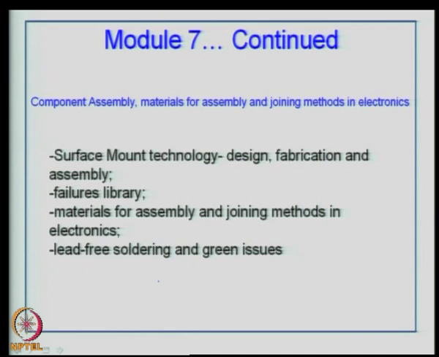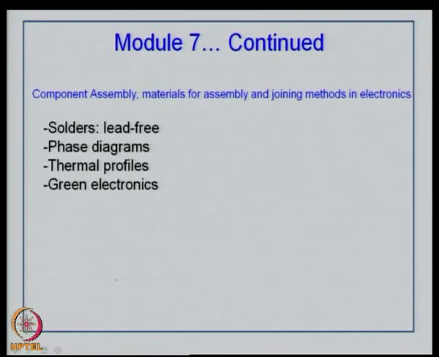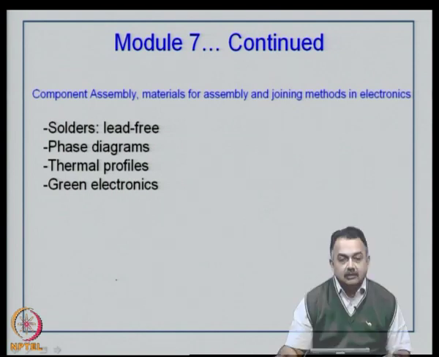We will continue with module 7 of this course on electronic systems packaging. So far in this module, the topics we have covered included all the assembly techniques, and in the previous lecture we saw the defects, or in other words the failures library, which was extensively dealt with. We also looked at lead free solder materials.